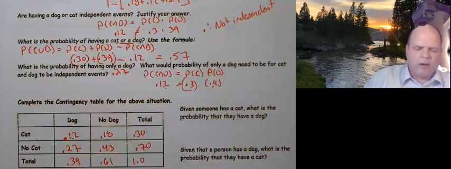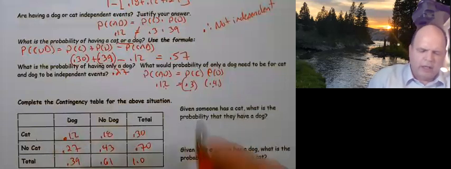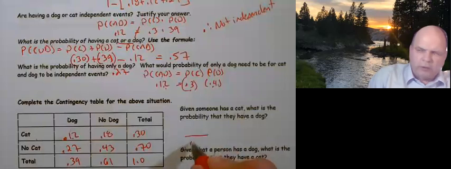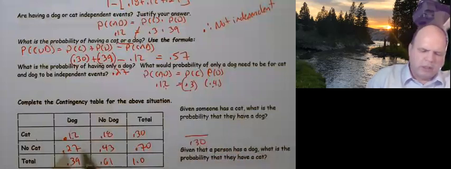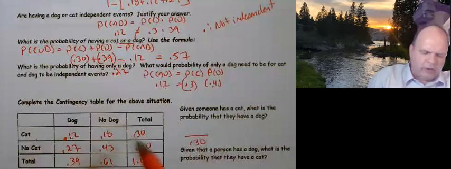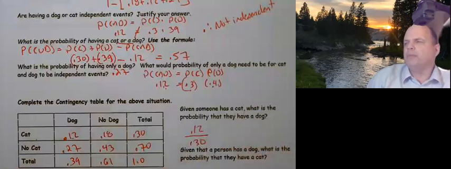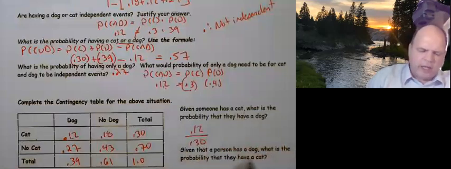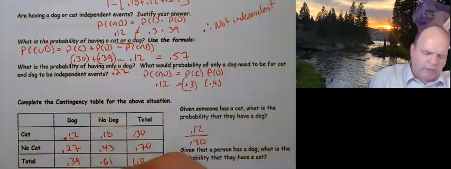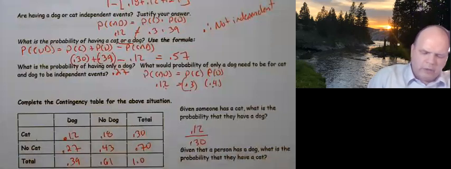All right, so given someone has a cat, given is in the denominator, so 0.30. What is the probability they have a dog? So my intersection, because it's always intersection over given, so this is 0.12 over 0.3. Given that a person has a dog, which is 0.39, what is the probability they have a cat? That intersection is 0.12.